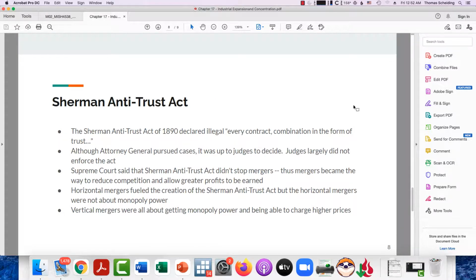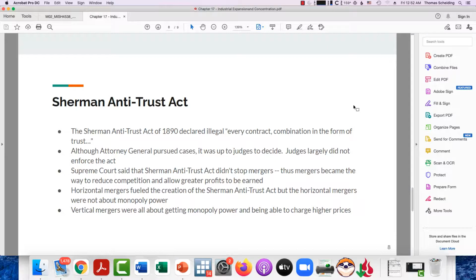During that first era, during the horizontal mergers time period, the 1880s, it culminates in the Sherman Antitrust Act of 1890, which, as legislation from the Congress, had declared that it was illegal to have a contract or a combination in the form of a trust. So there were supposed to be no more trusts with the Sherman Antitrust Act. The Attorney General was charged with pursuing the cases.